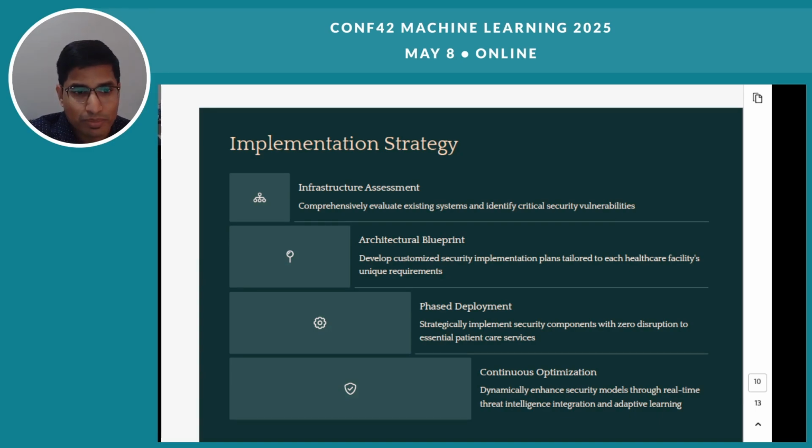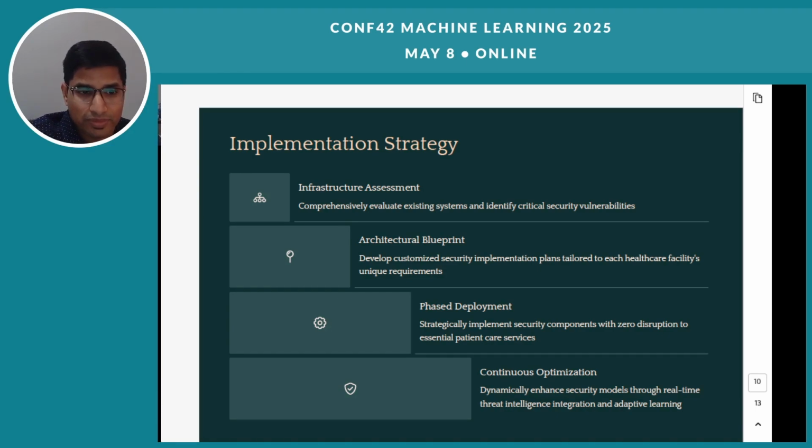And architectural blueprint. So the system should develop a customized security implementation plan tailored to each healthcare facility's or system's unique environment, ensuring scalability in case there is a need.